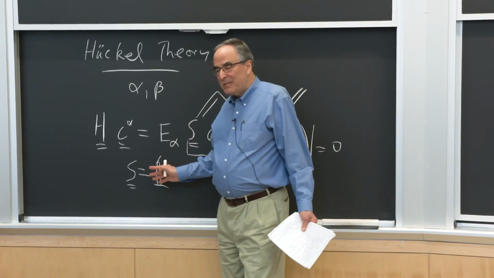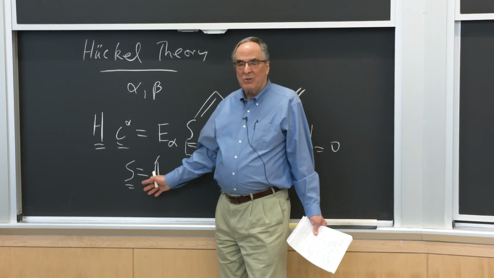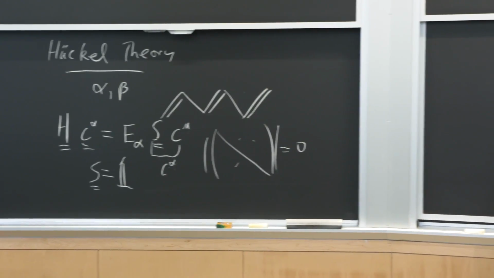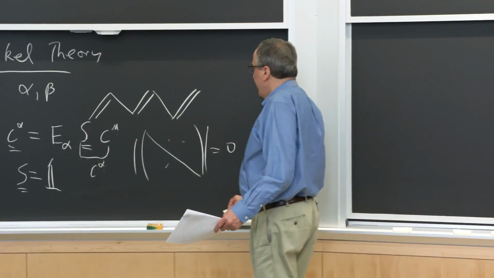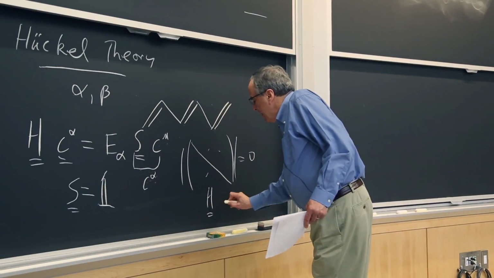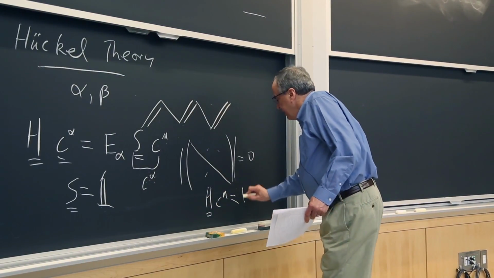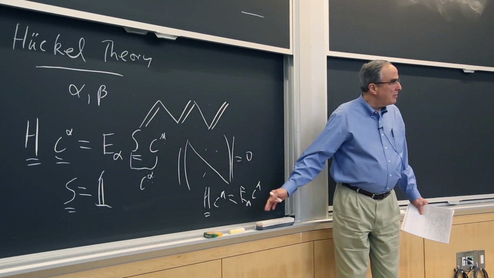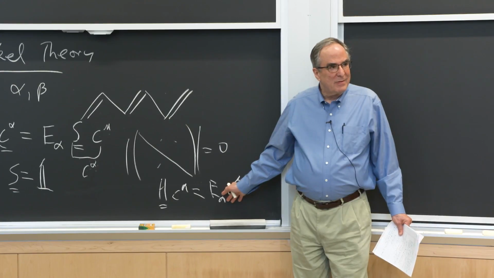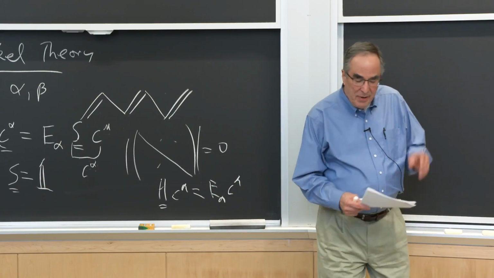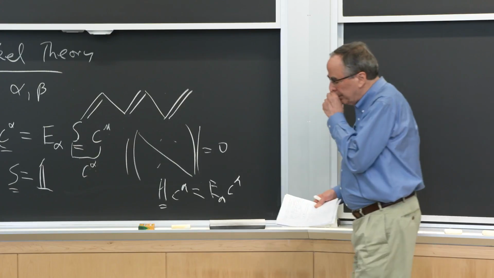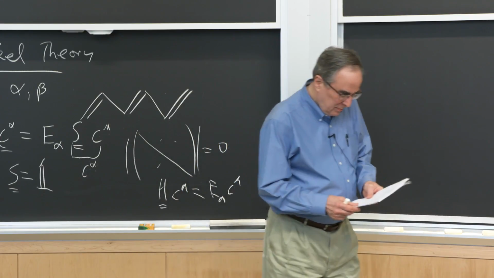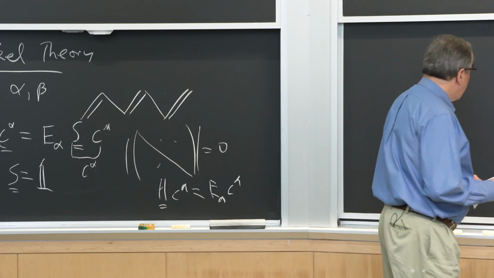But it's a wonderful simplification because it enables you to write down a simple effective Hamiltonian, which looks just like H C alpha is equal to E alpha C alpha. Okay, this we know how to solve. And we can use the same procedure. Okay, so these are the rules.